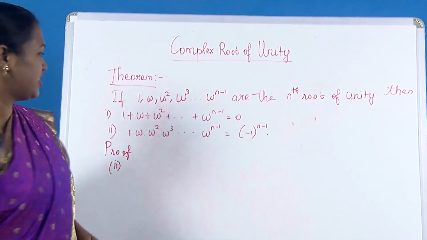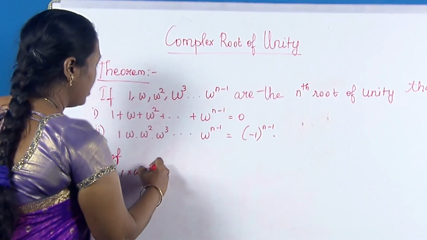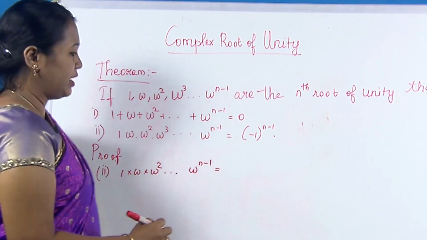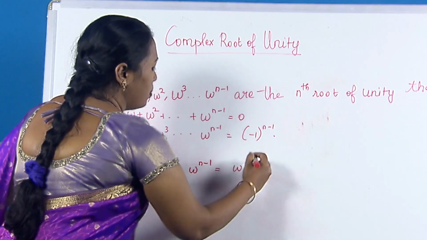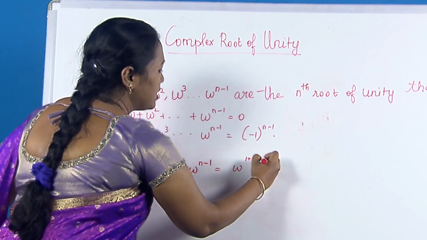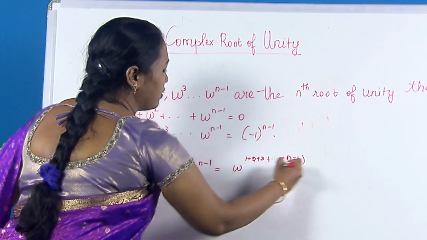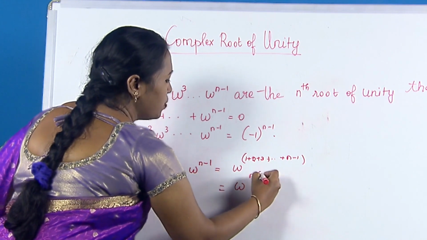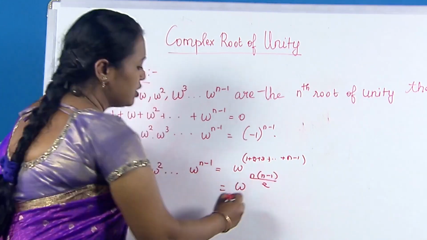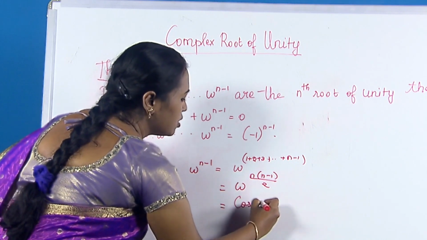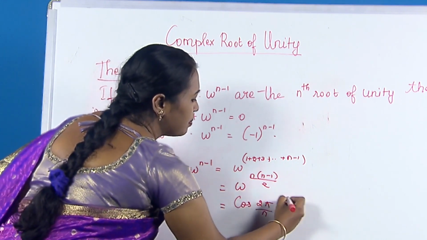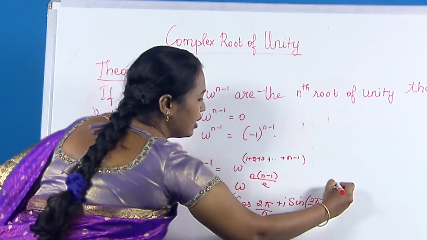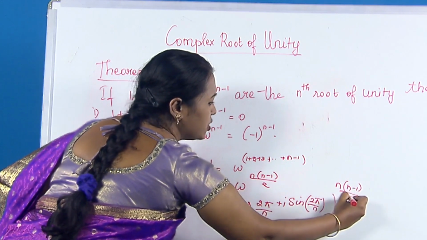Now, we shall prove the second result. 1 times omega into omega squared so on up to omega power n minus 1. This can be written as omega power 1 plus 2 plus 3 so on up to n minus 1. So, we know that this is equal to omega power n into n minus 1 by 2. So, this can be written as cos 2 pi by n plus i sin 2 pi by n, the whole power n into n minus 1 by 2.